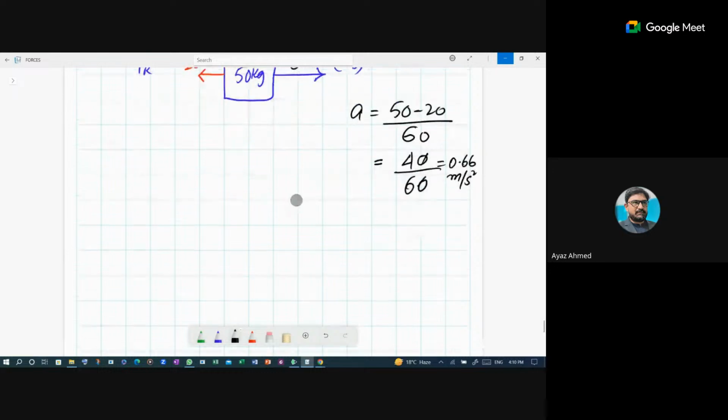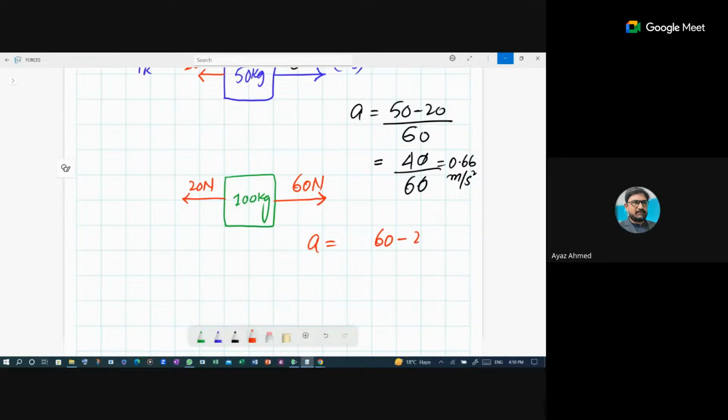But when you are going to increase the mass of the same body under the same conditions, now this block is of 100 kg. How much mass does it have? 100 kg. The forces are the same. This is 60 newton force, and this is 20 newton force. So what would be the acceleration in this case? The acceleration would be 60 minus 20 divided by 100, so it would become 0.4 meter per second square.